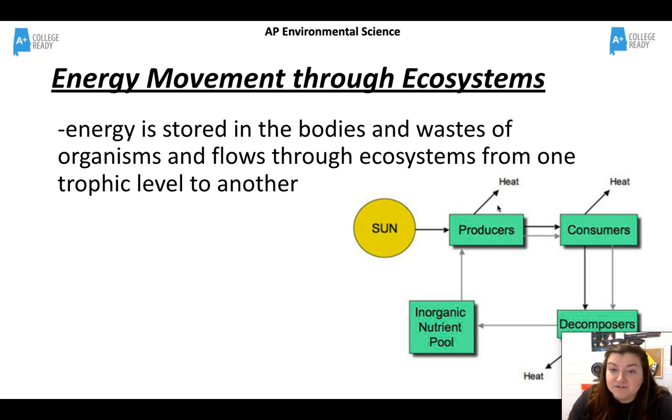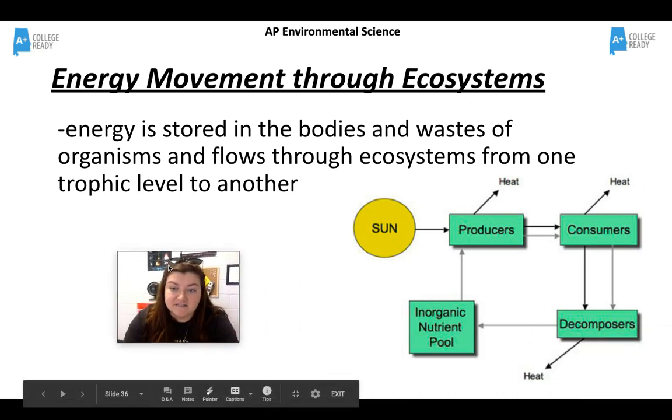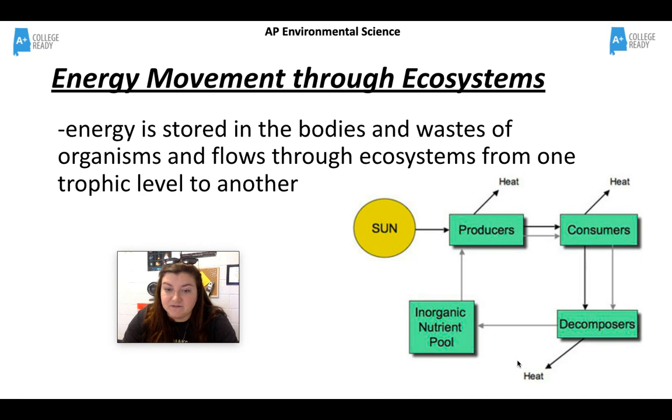So that energy comes from the sun, it goes to the producers. But as the producers are utilizing that energy from the sun, they lose a little bit of that energy as heat. When consumers eat the producers, they're getting that energy from the sun, but they're losing a little bit as heat as well. Same thing for decomposers. They lose a little bit. And then it goes back into the nutrient pool that gets sucked back up into those producers, into those plants, those autotrophs. Exciting stuff.